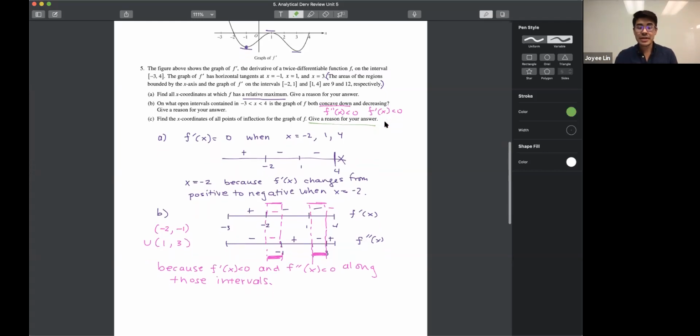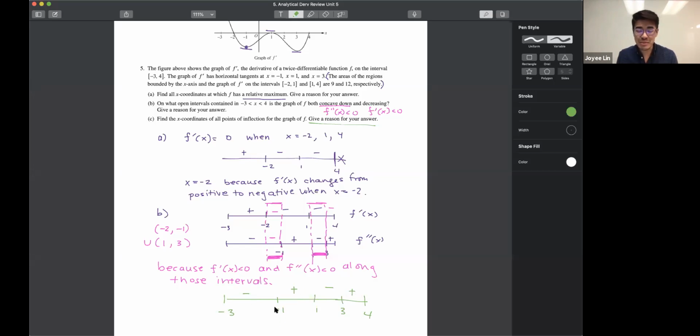So remember that a point of inflection occurs when concavity changes. If we were to recreate the number line from the previous part, we get -3, -1, 1, 3, and 4. Concavity is negative along -3 to -1, positive along -1 to 1, negative again from 1 to 3, and positive again from 3 to 4.